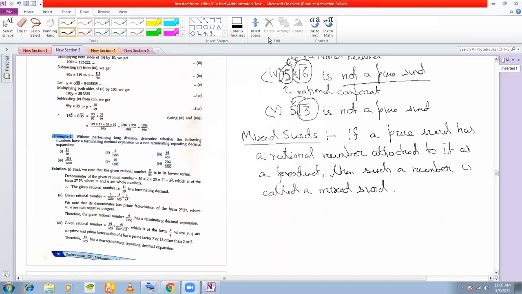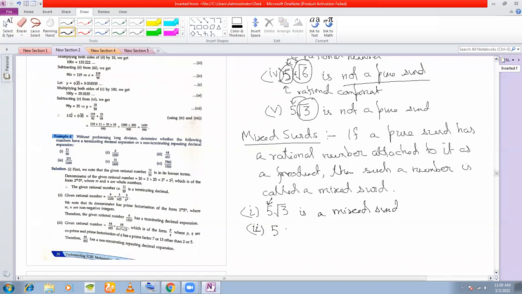Okay, so mixed surds. As in the above example, I told you 5 root 3 is not a pure surd. 5 root 3 is called a mixed surd. Here, 5 root 3 is a mixed surd, because as a product you see that it has a rational component attached, right?